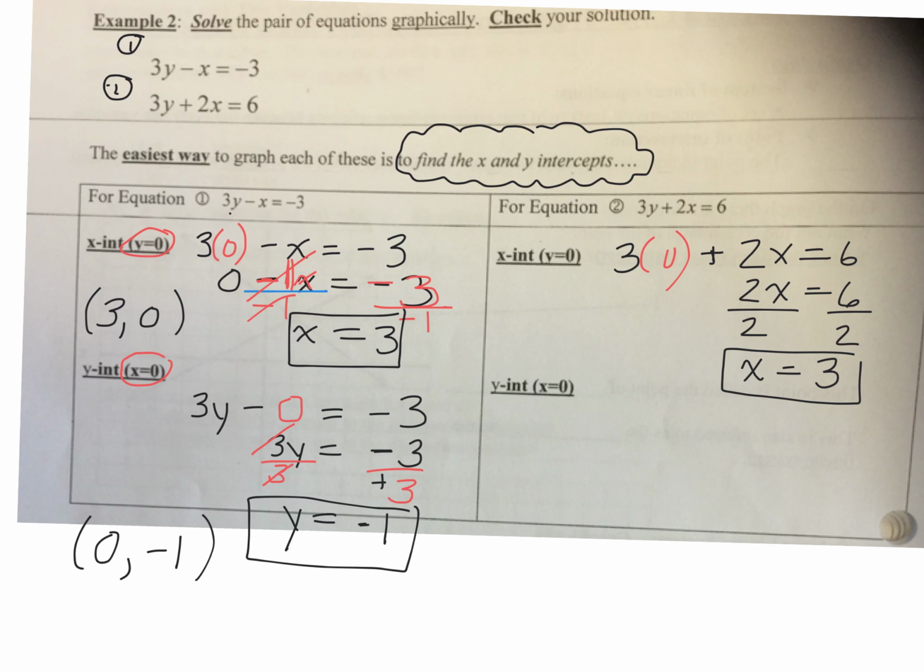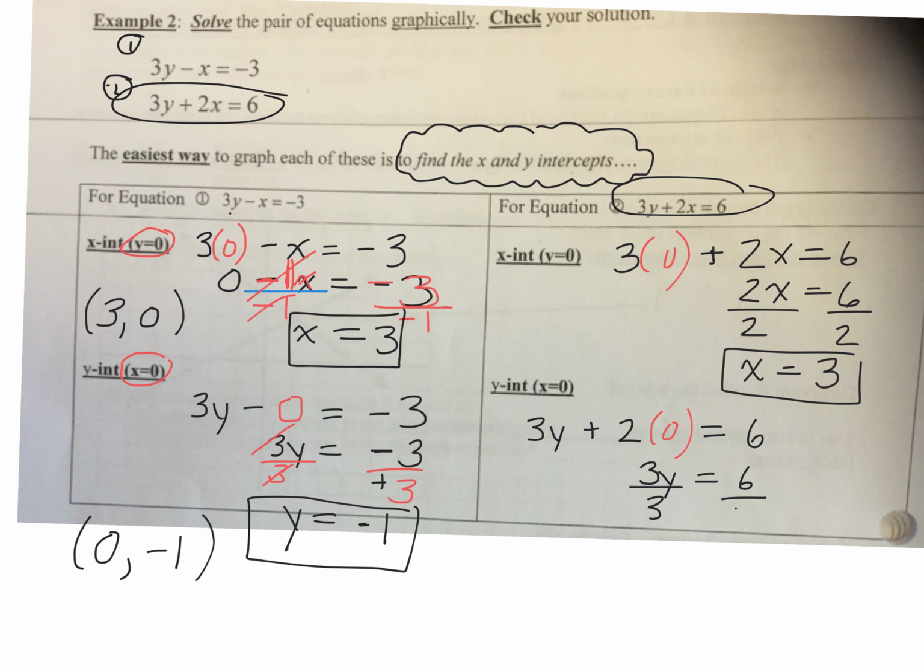Okay, so what's the y-intercept? We're going to make x equal to 0. So 2 times 0. And again, we're using the second equation, which is here, equals 6. 2 times 0 is 0. 3y equals 6. Divide both sides by 3. y is equal to 2. Okay, did everyone get 3 and 2?